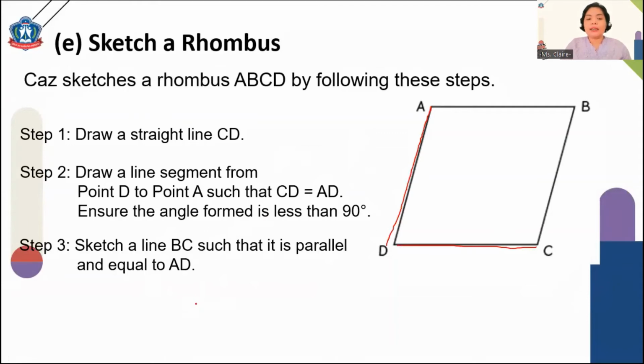Next, sketch a line BC, and it should be parallel to AD, this one. So, after that, you connect point A and B and that is now our rhombus. So, that's how to draw or sketch a rhombus.